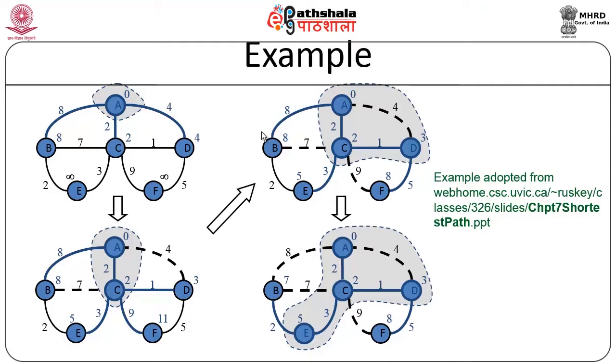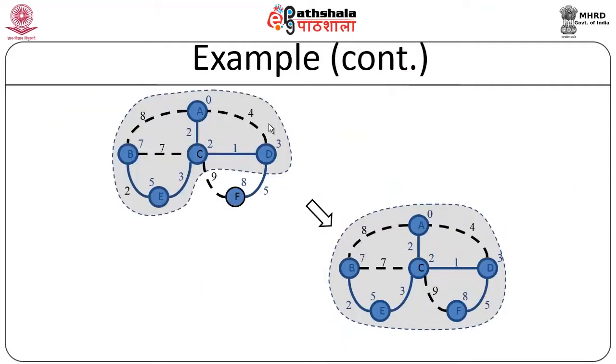Now, 3 could have been reached from A or it could have been reached from C. Now, if you take it from C, you have the value as 3. Okay. The next node that you can add is E. When you add E, the value becomes 2 plus 3, 5, and then some of the edges are removed as you can see.